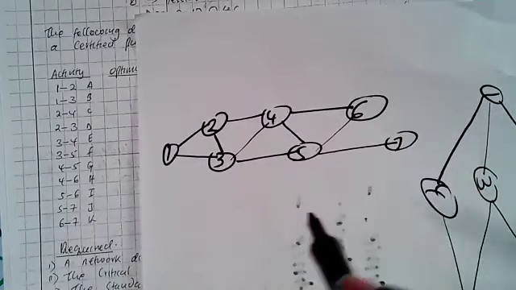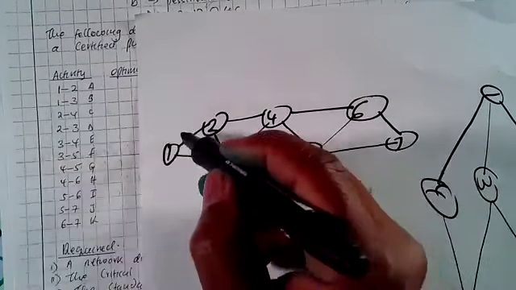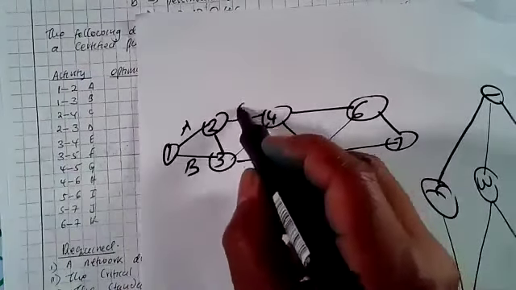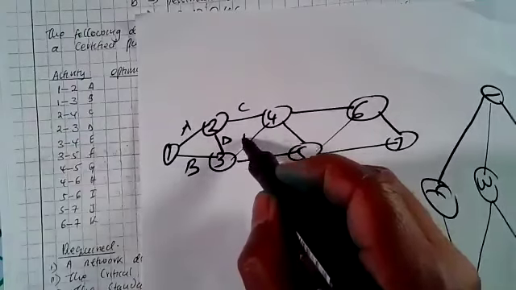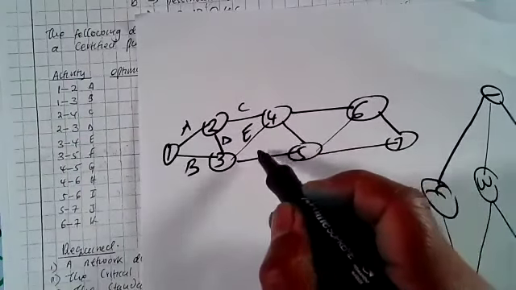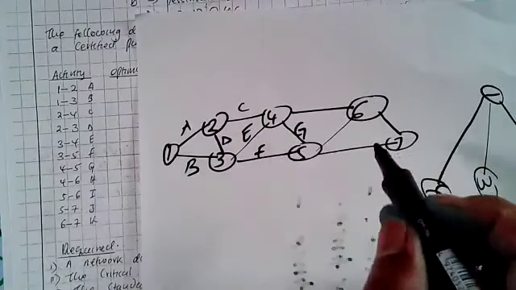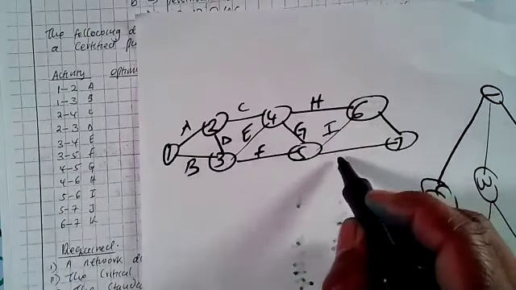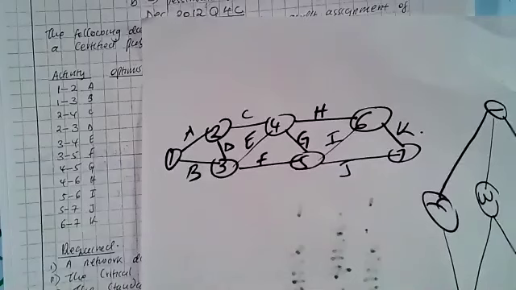And then 6, 7. Now that's how it will look like. And then 1 to 2, it's A. 1 to 3 is B. 2 to 4, C. 2 to 3, D. 3 to 4, E. 3 to 5, F. 4 to 5, G. 5 to 6, I. 4 to 6, H. 5 to 7, J, and 6 to 7, K. So that's how it will look like.